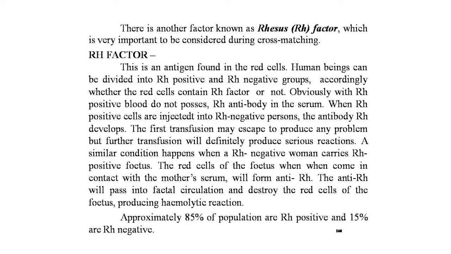A similar condition happens when an RH negative woman carries an RH positive fetus. The red cells of the fetus, when they come in contact with the mother's serum, will form anti-RH. The anti-RH will pass into the fetal circulation and destroy the red cells of the fetus, producing a hemolytic reaction. Approximately 85% of the population are RH positive and 15% are RH negative.